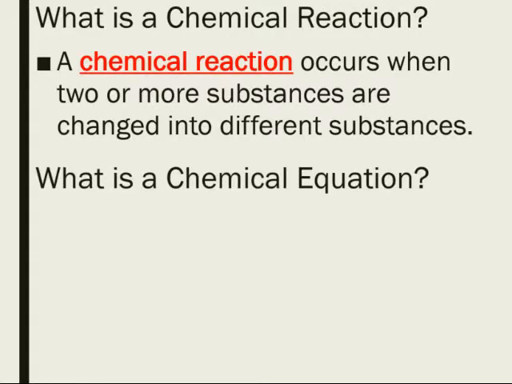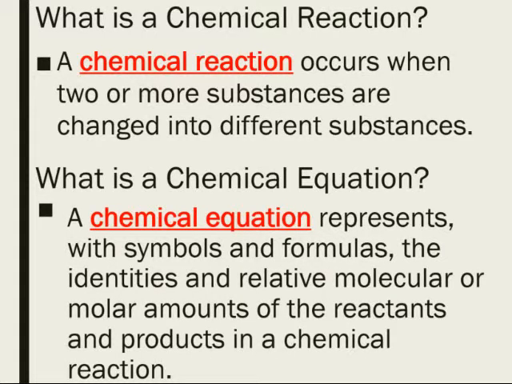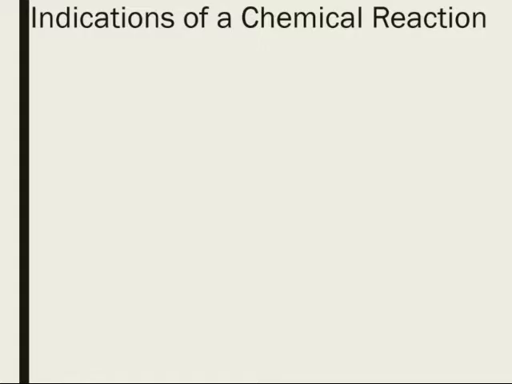What is a chemical equation? Well, a chemical equation represents the symbols and formulas and identities and the relative molecular and molar amounts of the reactants and the products in that chemical reaction. Things that would indicate that a chemical reaction has occurred.